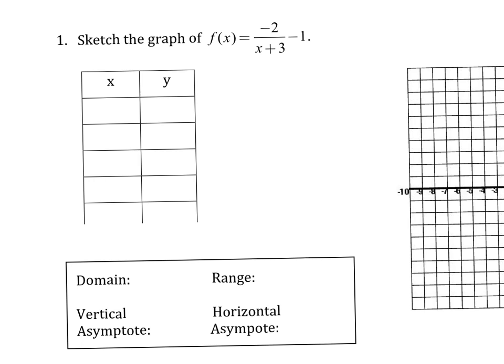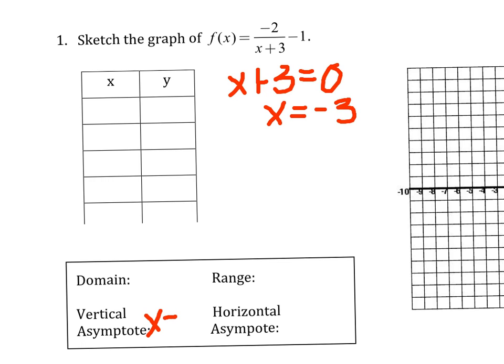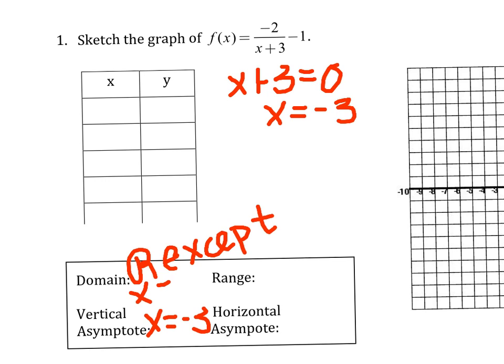So the first thing I want to do is find the two asymptotes. In order to find the vertical asymptote, I'm setting my denominator equal to 0, so I get x equals -3. So that is going to be our vertical asymptote. And what that means for the domain is it is all real numbers except x cannot equal -3.